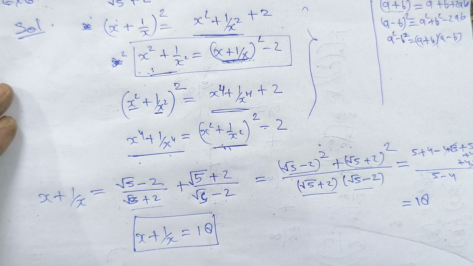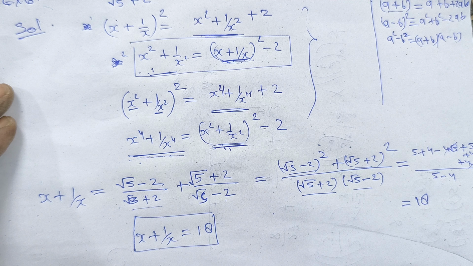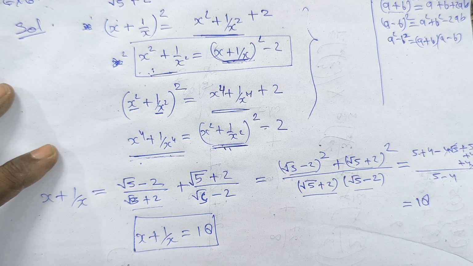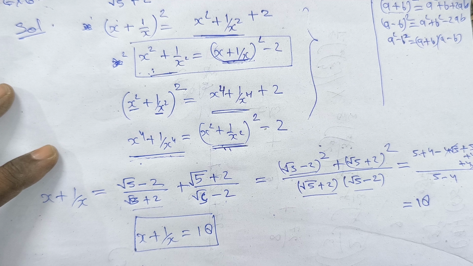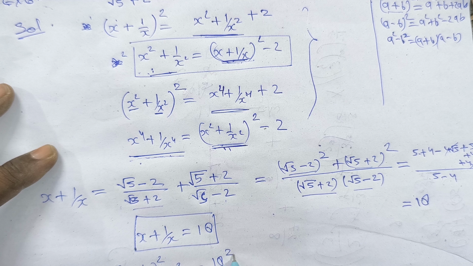Now we need to find this value. For this we need to first find this one. So x square plus 1 upon x square will be x plus 1 upon x whole square minus 2. That will be 18 square minus 2.